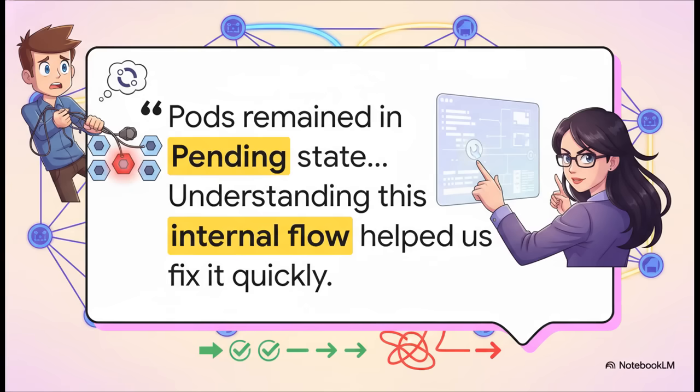So why do we even care about this internal flow? Is it just for fun? No way. It's because things will eventually go wrong. As you can see from this real-world story, when a pod gets stuck in a pending state, for example, knowing this flow, knowing which component does what, is the key to figuring out the problem and fixing it fast.